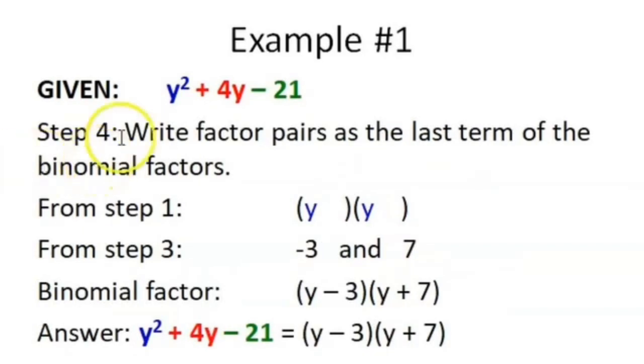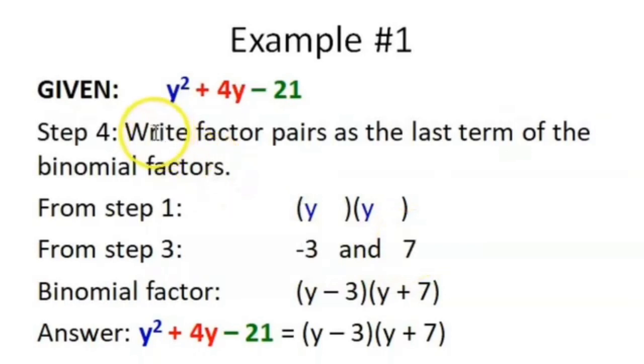Step number 4. So, ito po yung given natin. Y squared plus 4y minus 21. Step 4, write factor pairs as the last term of the binomial factors. Okay, so from step 1, ito po yung nakuha natin sa step 1. Diba? The factor of our first term or the leading term. Then sa step 2, nilist po natin yung lahat ng factors ni negative 21. And sa step 3, na-identify po natin kung alin sa lahat ng factors ni negative 21 na if we add that 2, ang result is itong middle term na positive 4, yung numerical coefficient po ng middle term. So, na-identify na po natin si negative 3 and positive 7.